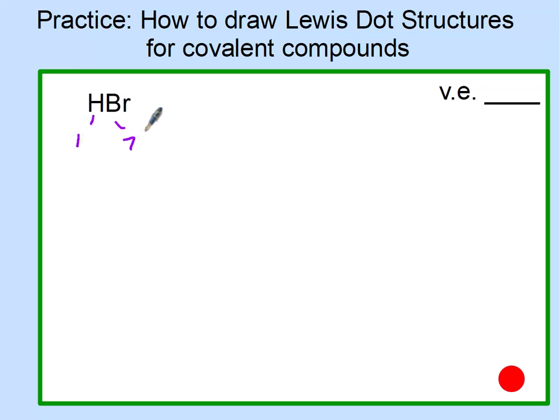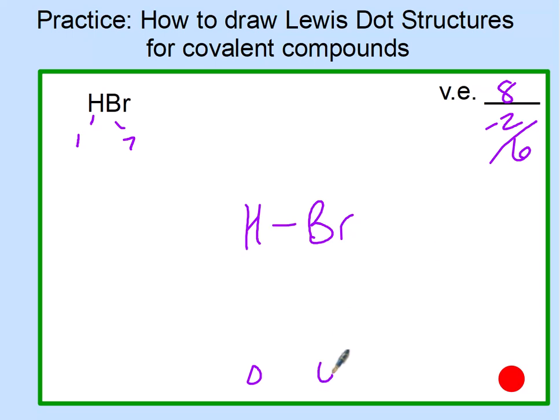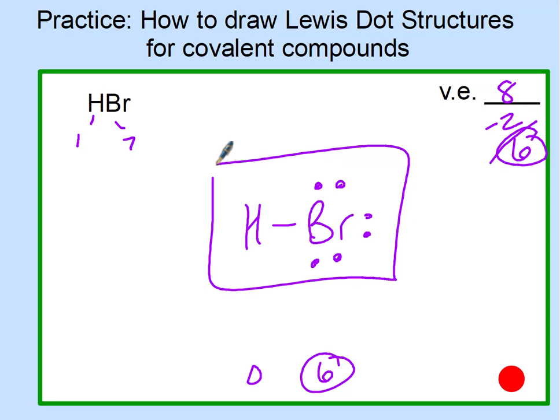So hydrogen had 1, Br had 7, so you had 8 valence electrons to work with. Just like that last one, we're just going to hook them together. We subtract 2, so we have 6 left. But in this problem, hydrogen doesn't need any more because it currently has a line, which is 2 electrons. And then Br currently only has 2, so it needs 6 more. So I need 6, I have 6, so I can just add them as lone pairs. So that's my structure for HBr.